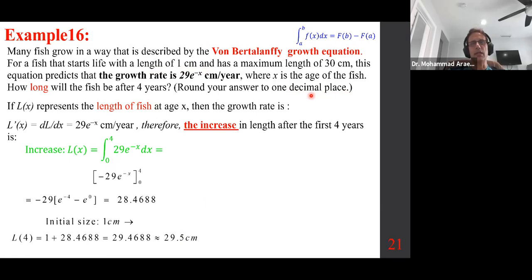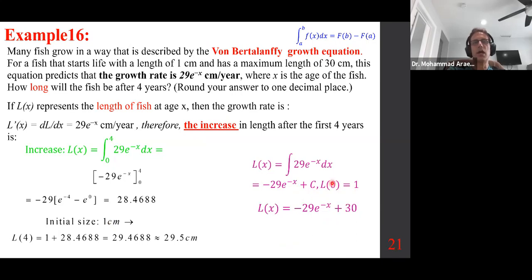The second method, and again, you only have to do one method. Because we found this, L of x is this thing plus a constant, with the initial size L of 0 equals 1. Plug in 0 instead of x, 1 instead of L of x, and you find the constant of 30. This is the function at any given time. We want it at x equals 4, and that's exactly what we got here.